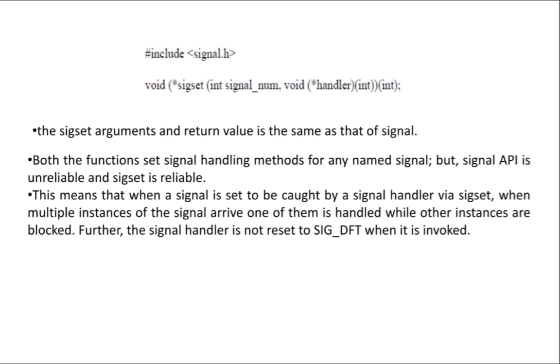Both functions set signal handling methods for any named signal, but the signal API is unreliable and sigset is reliable. Why? You can ask the question, why is the signal API unreliable and sigset reliable? Because when a signal is caught by a signal handler through sigset, and multiple instances of the signal arrive, one of them is handled while the other instances are blocked. It takes one first and blocks the others. Next it takes the second one and blocks the others. One by one it will take care of them.